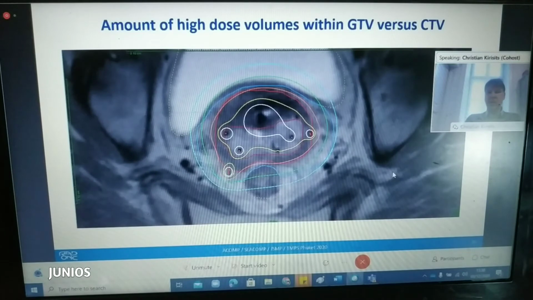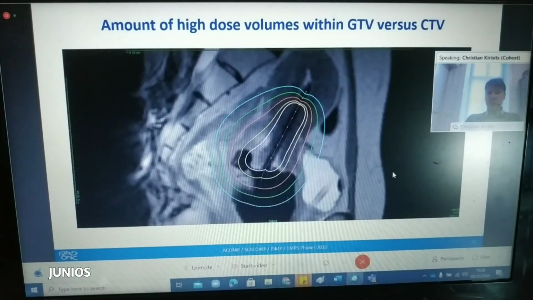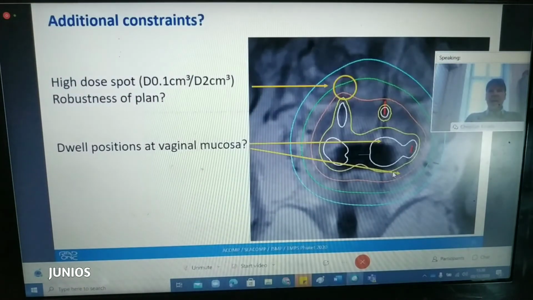This is the same patient, but at a different image level. Also seen here. Maybe we need additional constraints. So what if we have a high hotspot here close to the bowel?